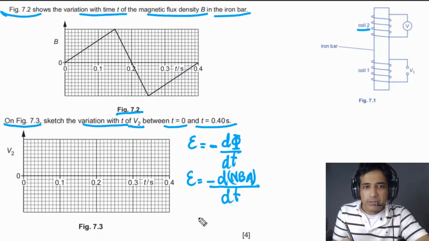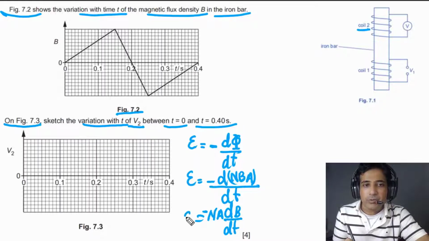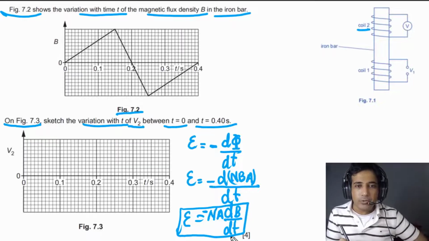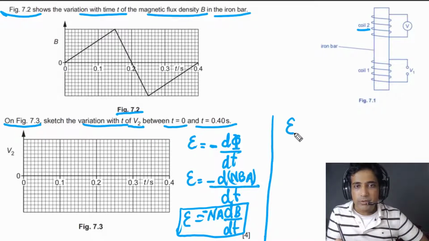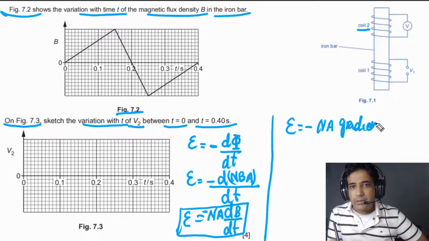This one is divided by dt. But in this case, number of turns are constant, so we can take this N out of this, and A is also constant because area of coil is constant. So simply we can write down this will be equal to dB/dt. So this is EMF. EMF is equal to this. Now from here we can find out dB/dt. This one is equal to gradient. So we can write down induced EMF is equal to minus NA times the gradient of figure 2. And this is negative sign.